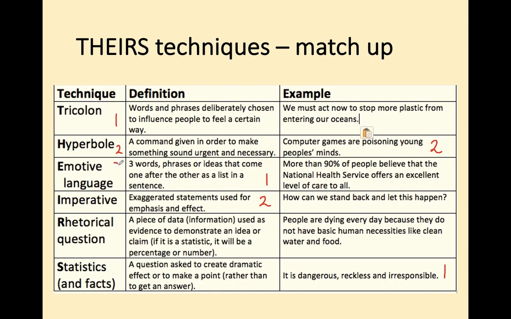Okay, number 3 is emotive language. So hopefully you got that emotive language is words or phrases deliberately chosen to make you feel a certain way. And the example hopefully you got is this one. People are dying every day because they do not have basic human necessities like clean water and food. So they're trying to make us feel sympathetic or feel particularly bad for the people being described here.